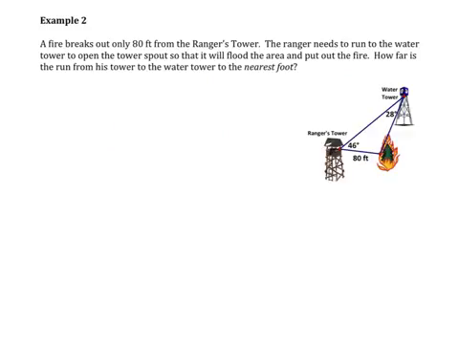So now we have some applications to real world problems. They're explaining the picture or diagram that's given. A fire breaks out only 80 feet from the ranger's tower. The ranger needs to run from the water tower to the open tower spout so that it will flood the area and put out the fire. How far is the run from the ranger's tower to the water tower to the nearest foot? So we're looking for the distance between the ranger's tower and the water tower. We're given the value of 80 feet for this side, and we also have the angle measure that's across from it.